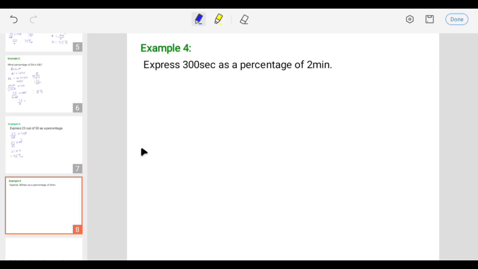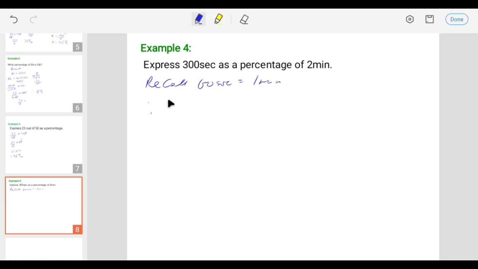The next question says we should express 300 seconds as a percentage of 2 minutes. Now you can see that these values are not in the same unit. All we need to do is to either change the 300 seconds to minutes or change the minutes to seconds. So let's change the minutes to seconds. We have to recall that 60 seconds equals 1 minute.